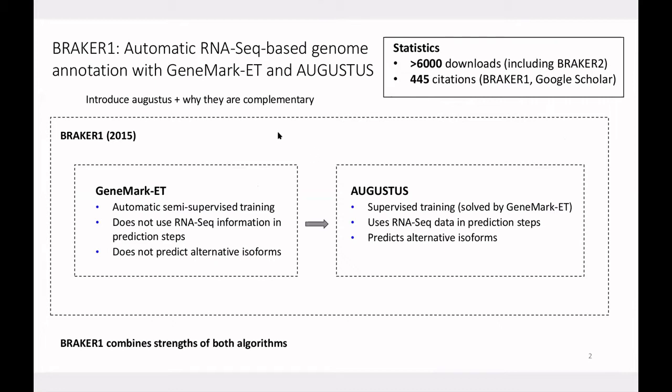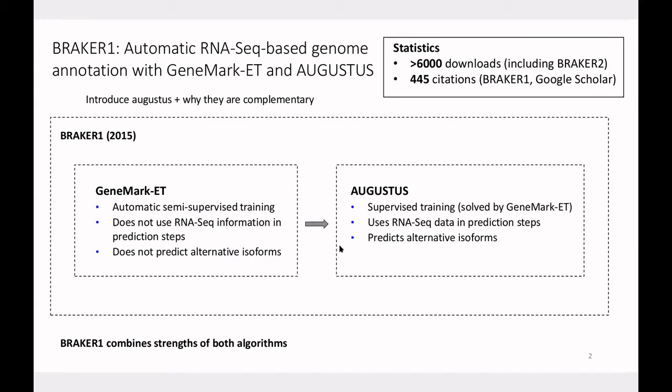And you may ask why we want to use something else than GeneMark, since GeneMark is giving us such good results. So firstly, we developed BRAKER1, combined BRAKER ET, which is using RNA-seq data with Augustus, and it combines the strengths of both of these algorithms. One of the strengths of Augustus, which GeneMark doesn't have, is its ability to predict alternative isoforms. While GeneMark only predicts one protein isoform per gene, and hopefully the main one, Augustus can predict multiple ones if they are supported in the RNA-seq data.